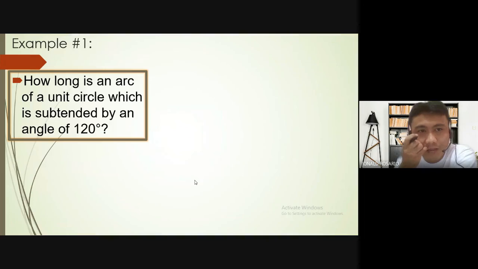Okay, and the number 1 example: how long is an arc of a unit circle which is subtended by an angle of 120 degrees? So para ma-visualize natin, in solving problems kasi kailangan meron tayong figure, no? So since it involves an arc in a unit circle, magdodraw ako ng unit circle.